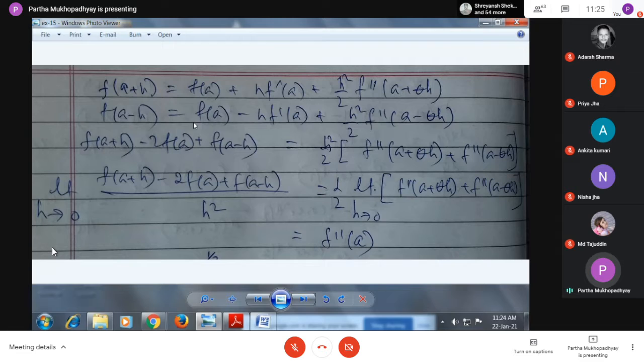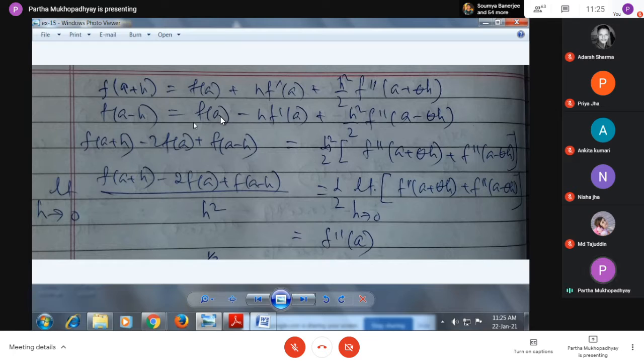Okay, first of all, we take a positive increment, a to a plus h. And then we take a negative increment, a to a minus h. Increment means a small change. The small change can be in any direction. It is not necessary that h should always be positive. The change can be in the opposite direction also.